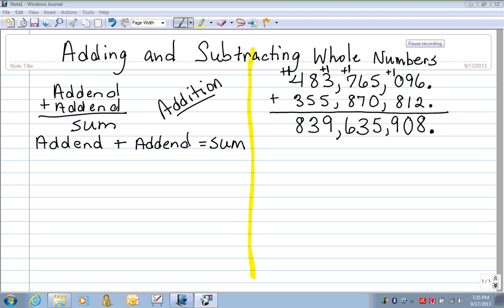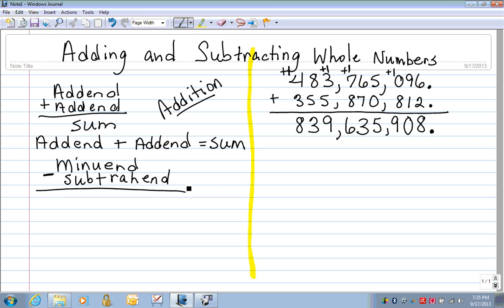To subtract, we start with the minuend. These may be new words for you, but the minuend is the top number. The subtrahend is the number that is being subtracted. Easy to remember, subtrahend, subtract. That's the number being subtracted. Notice how these two words are different and these two words for addition are the same. That's because these two numbers can commute. They have the commutative property.